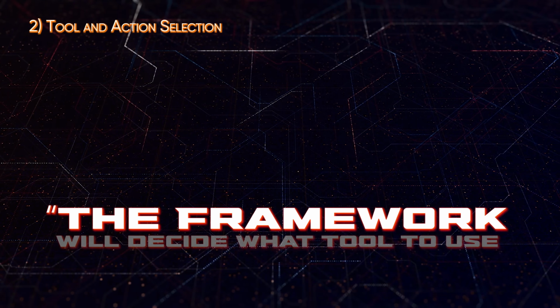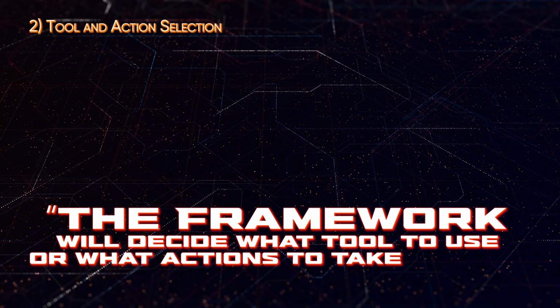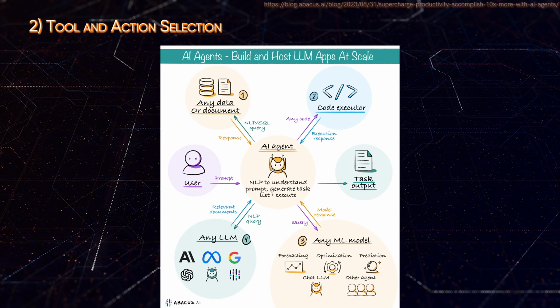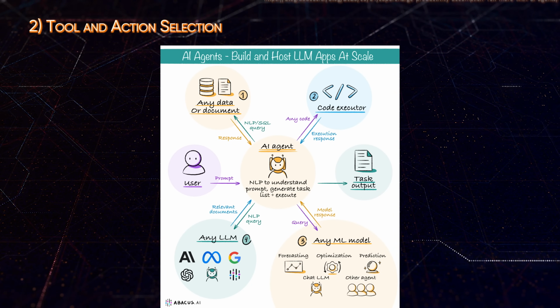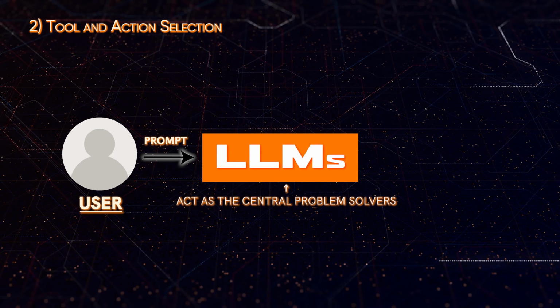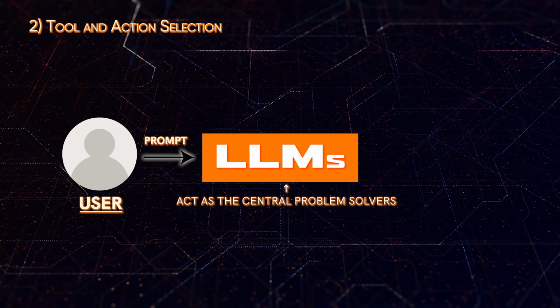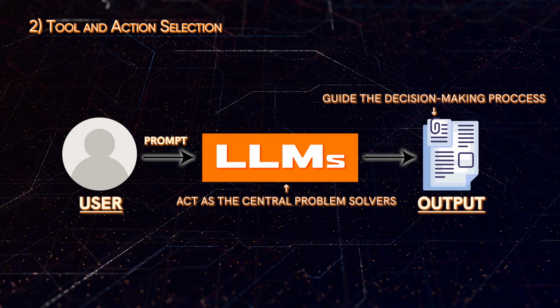Now, the next step is tool and action selection. The framework will decide what tool to use or what actions to take for each subtask. For example, an AI agent may choose between searching the web, querying a database, or executing a predefined function. Now, the LLMs as a part of this agent act as the central problem solvers. They generate outputs that guide the decision-making process.